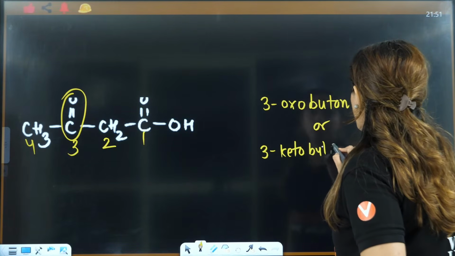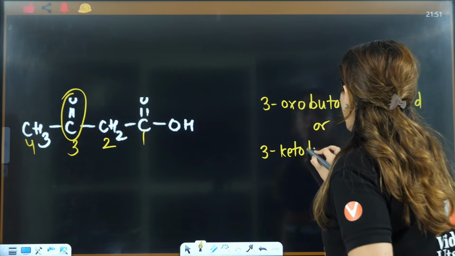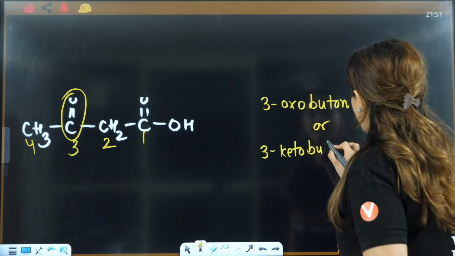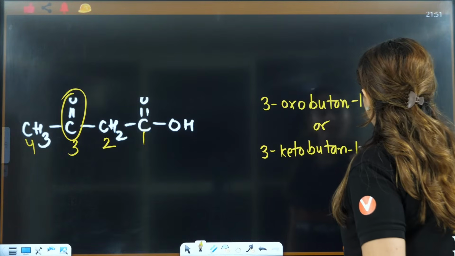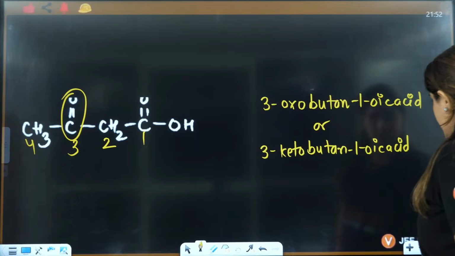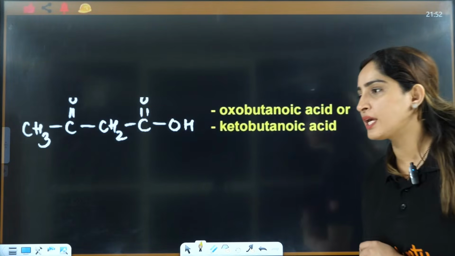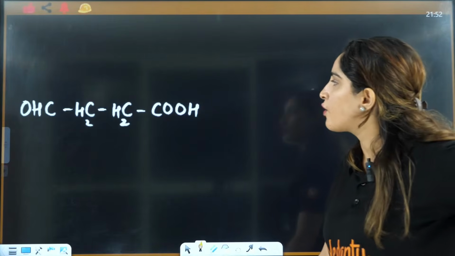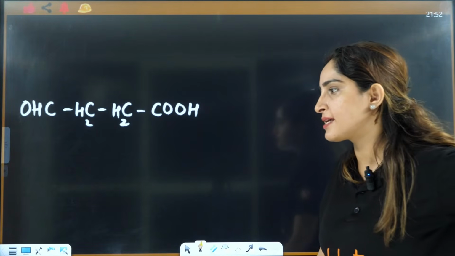3-keto butane, 3-keto, keto... it's not keto, but it is keto, is it? No ma'am. Organic chemistry and cute, ma'am, never. Don't worry, I am here to ease your organic chemistry, don't worry about that, right? Okay, now let's see this one, everybody.